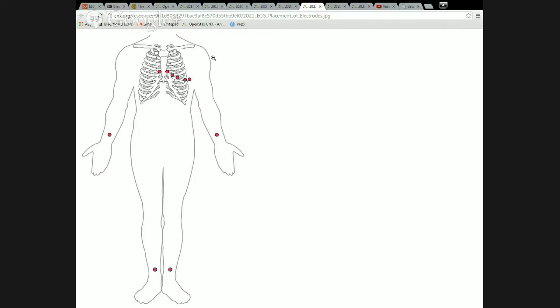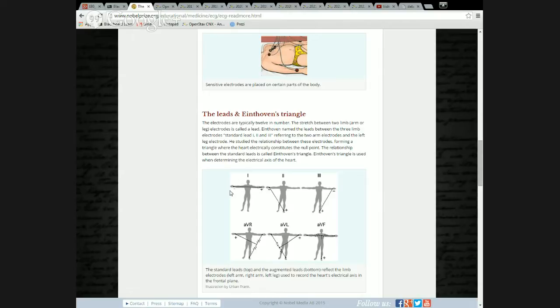The three lines, which we see in the article here, represent the comparison of one electrode to another electrode. Okay, so right arm to left arm electrode, right arm to left leg electrode, left arm to left leg electrode. Those comparisons of two electrodes give us what we call a lead. And there are three standard leads, which are the three walls of the triangle.